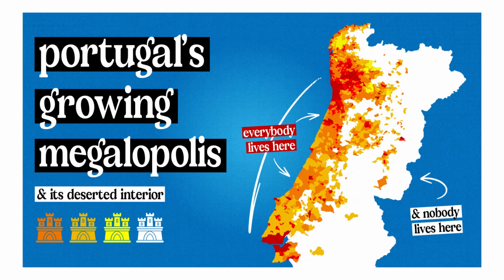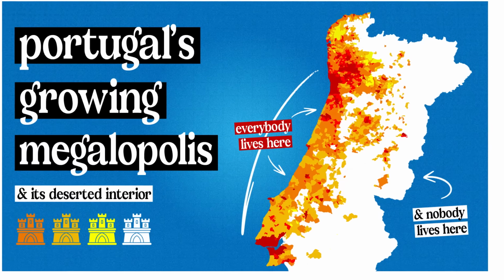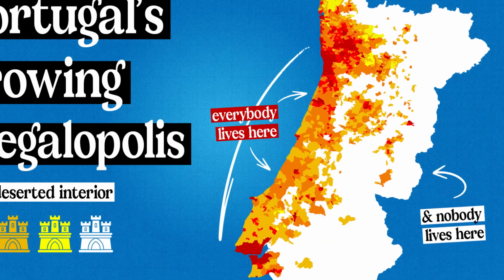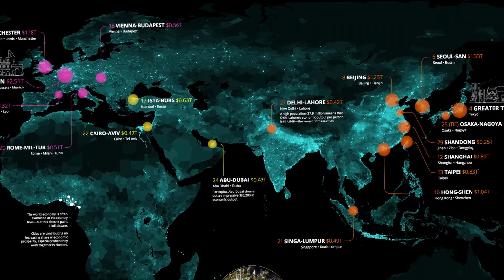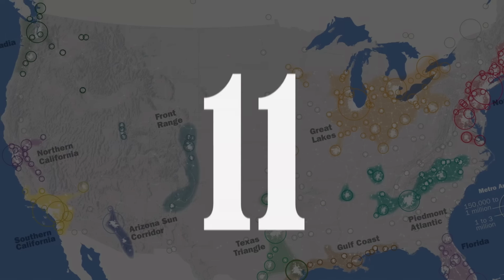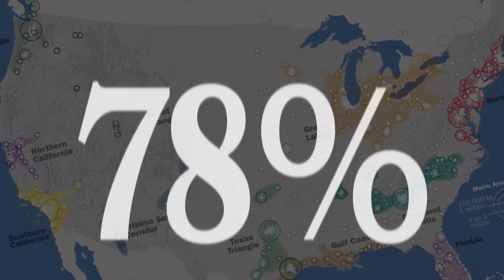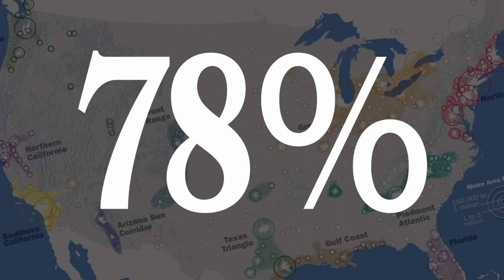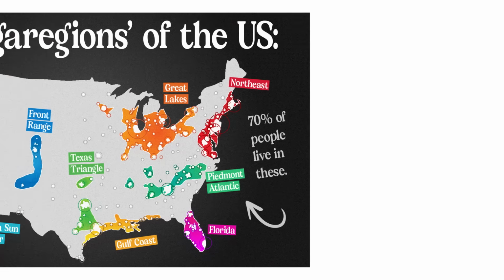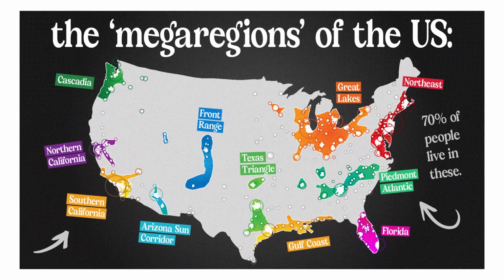I have a video coming up soon about the mega region that Portugal is beginning to form, stretching along the country's coast and practically connecting Lisbon and Porto through suburban areas. As an example, in that video, I mentioned other mega regions throughout the world, many of which being in the US. There's 11 of them, and within them live a crazy 78% of the US's total population. That's almost 260 million people. So in this video, we're going to take a look at those.